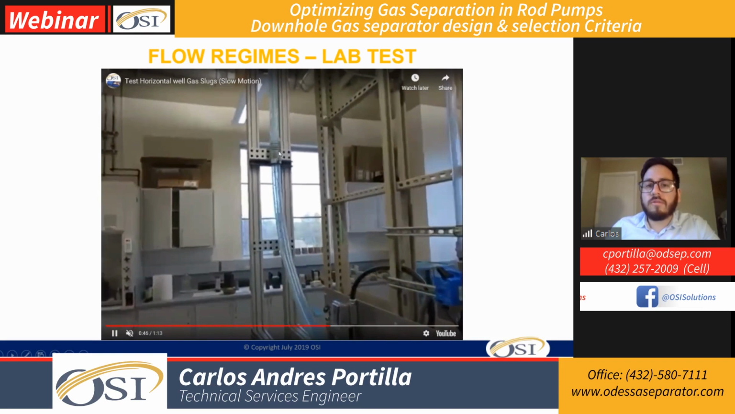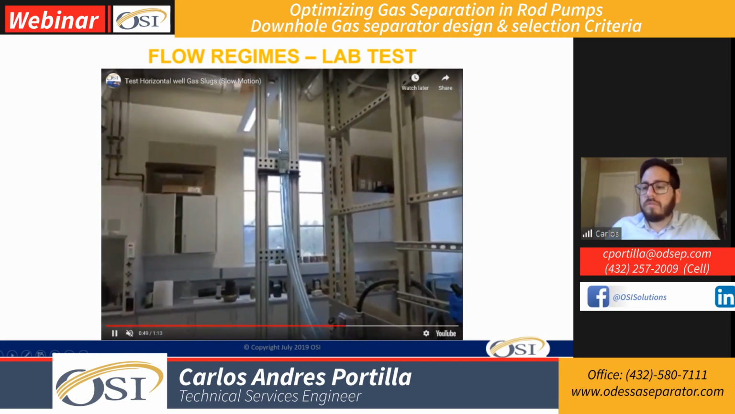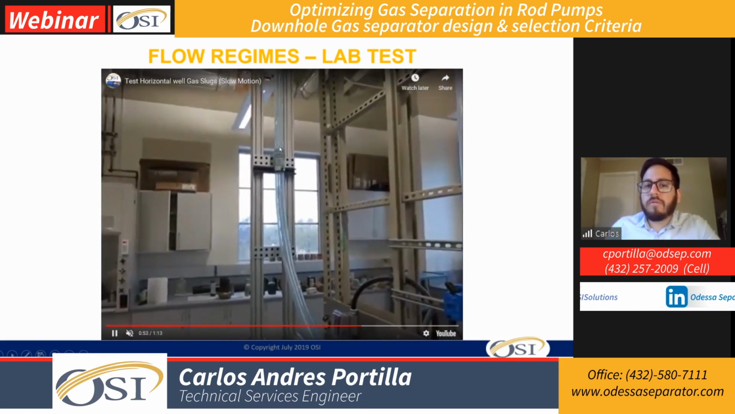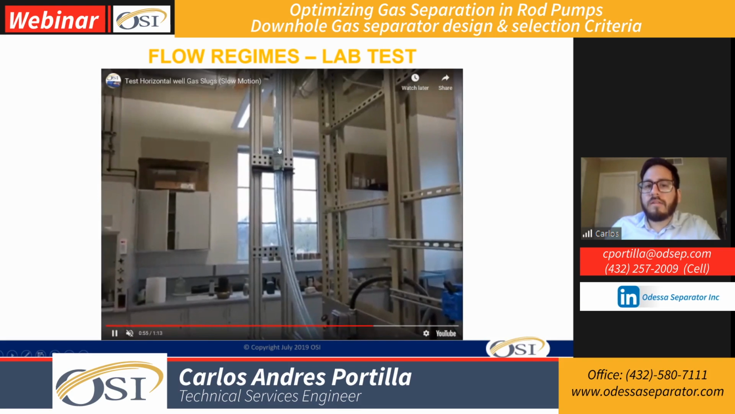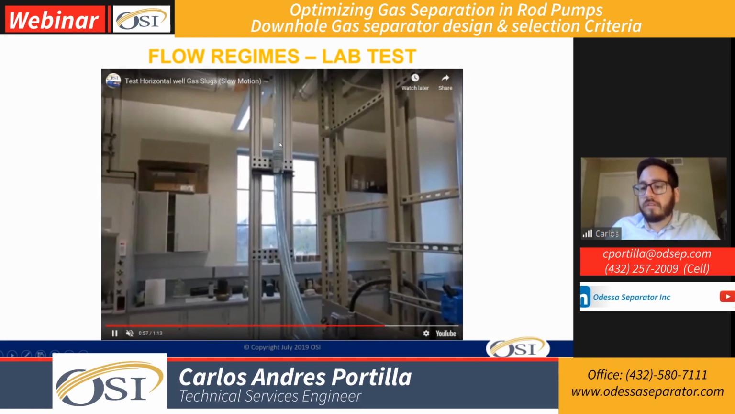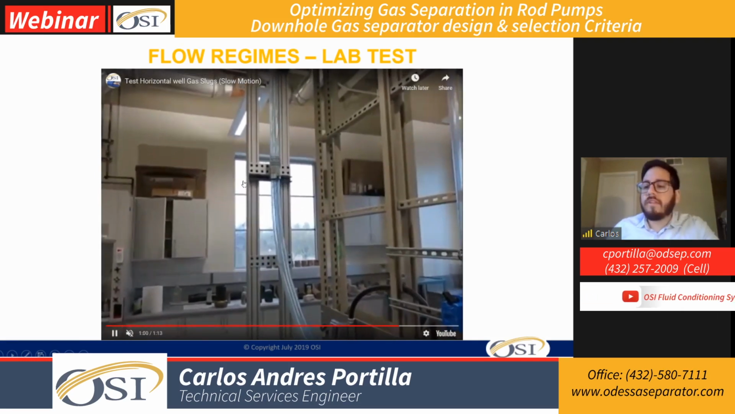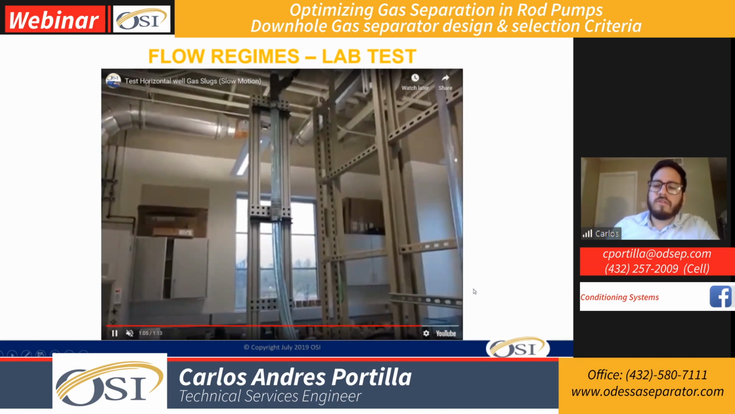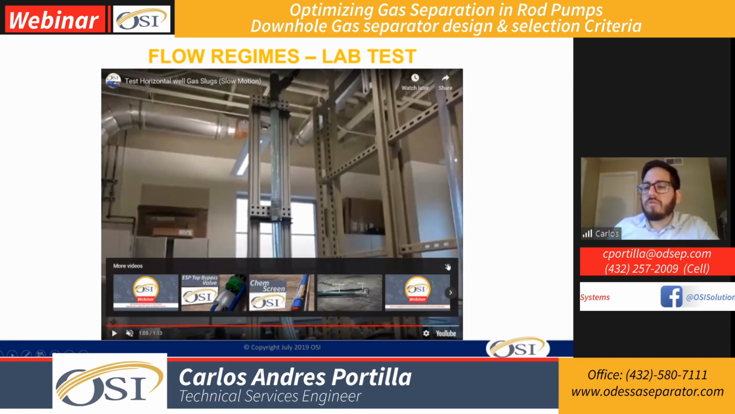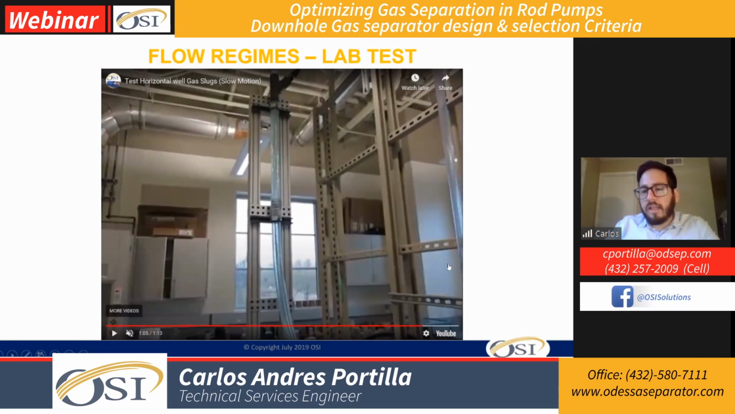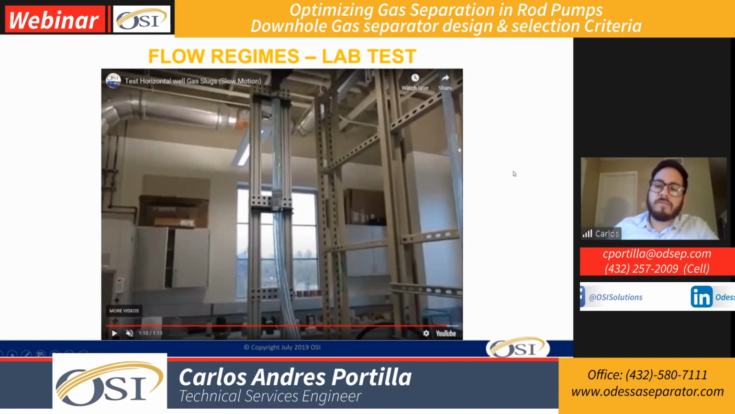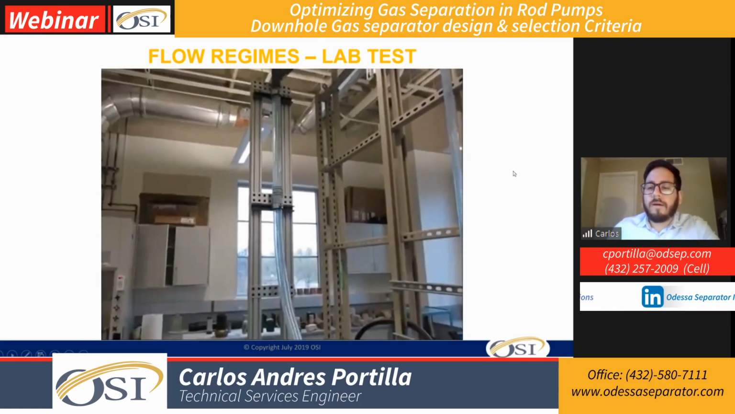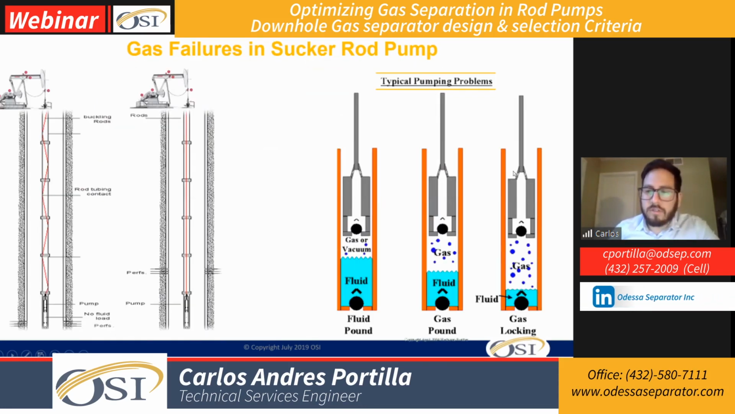So that's what I mentioned before. All right, so we'll have different sizes of gas bubbles here, and we can also have the entire slug flowing into the pump. So first of all, we will need to break that gas slug, and then we will have to separate as much gas as possible to avoid that gas entering into the pump.